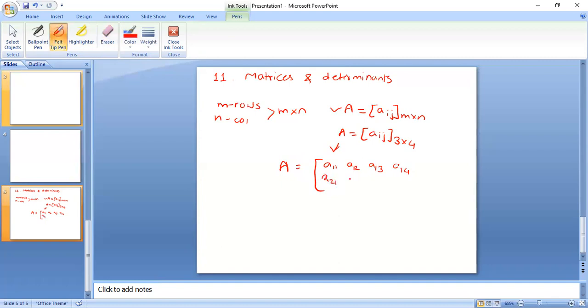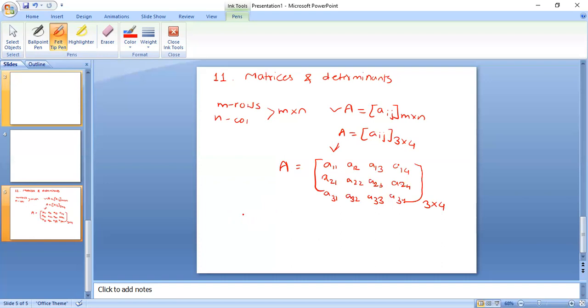A of second row first column, A of 2 2, A of 2 3. That means 2 3 is second row third column. A of 2 4, then A of 3 1, A of 3 2, A of 3 3, and A of 3 4. So it denotes having 3 rows and 4 columns.